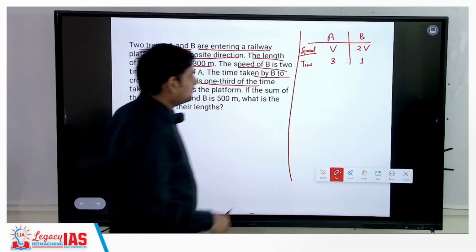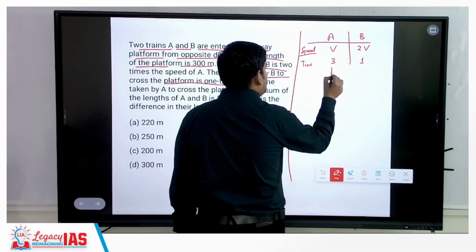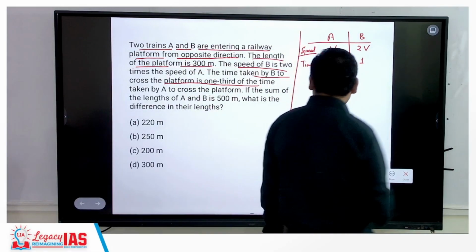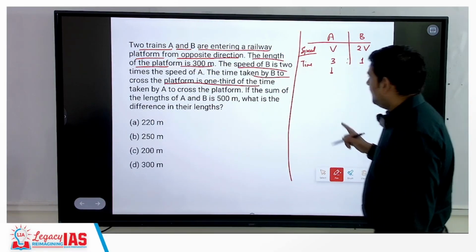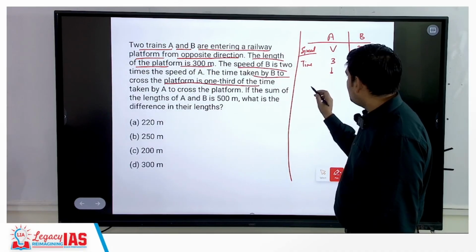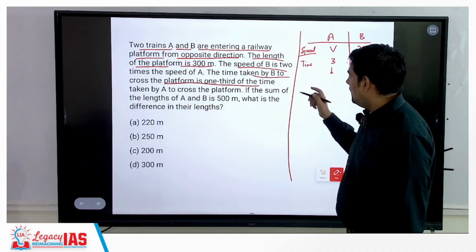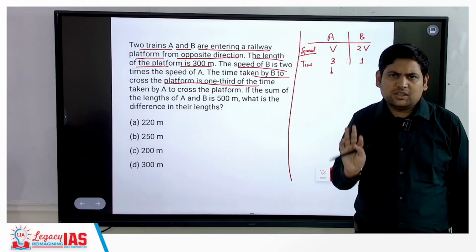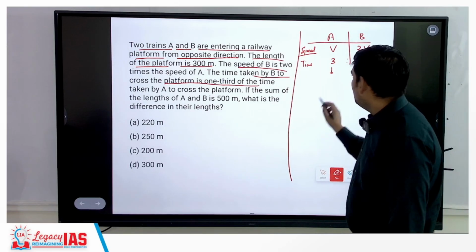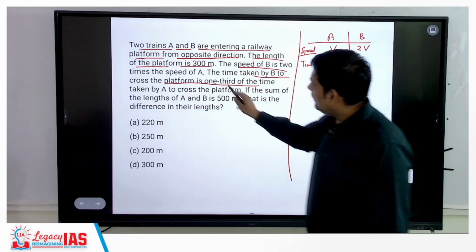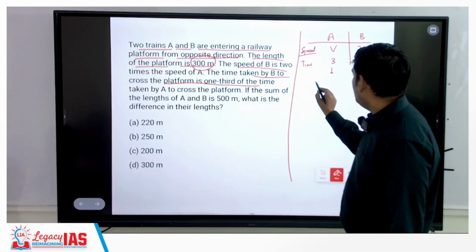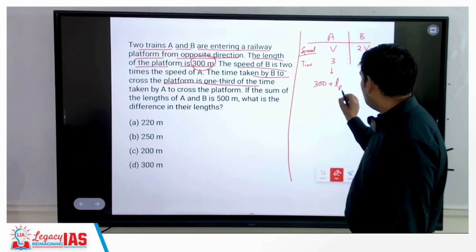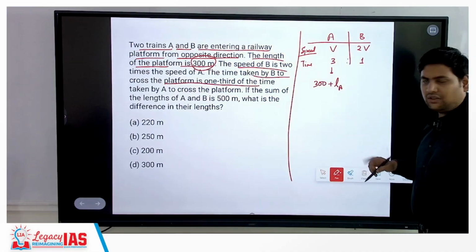Okay, now time taken to cross a platform for A and B is given by what? See, A will cross the entire platform in length of platform plus length of A upon speed of A, correct? This is what you know. So the length of the platform is given to be 300 meters, so it becomes 300 plus length of A. We don't know the length of A right now.